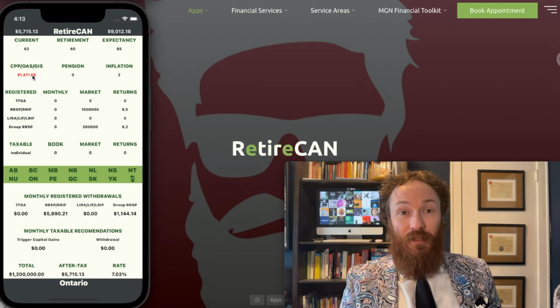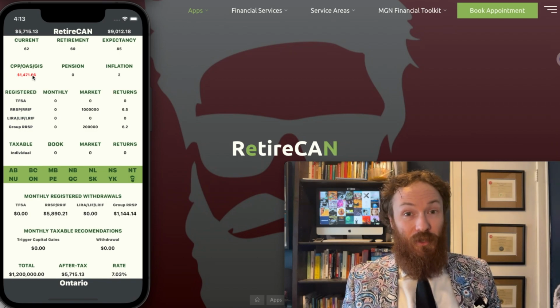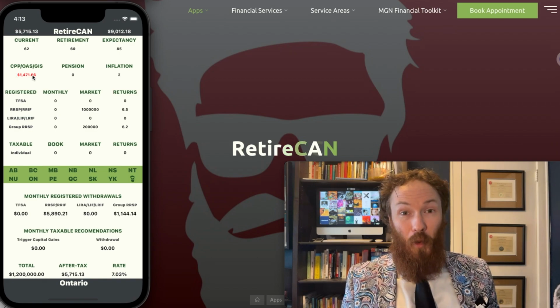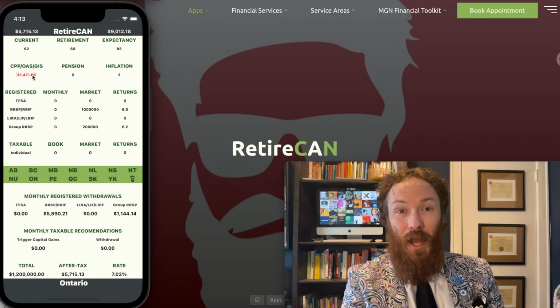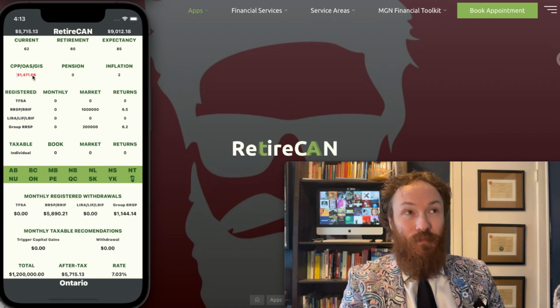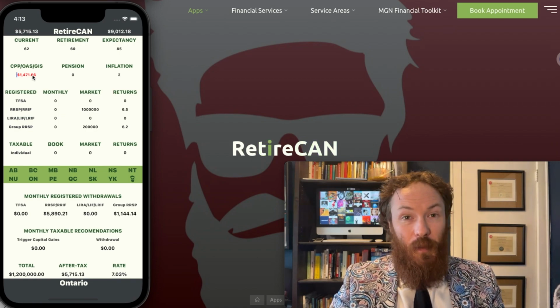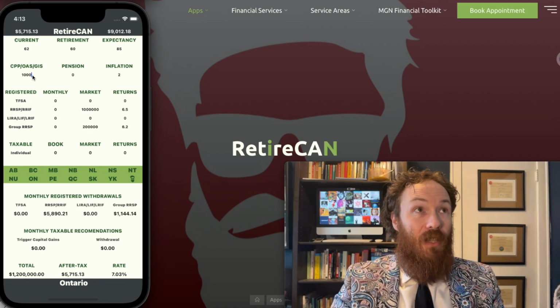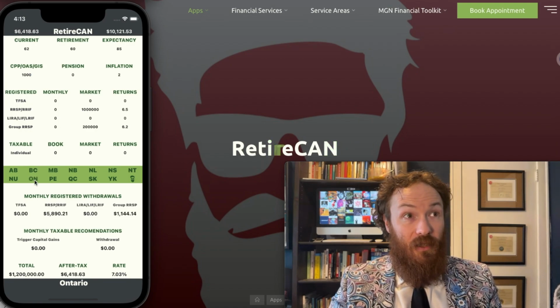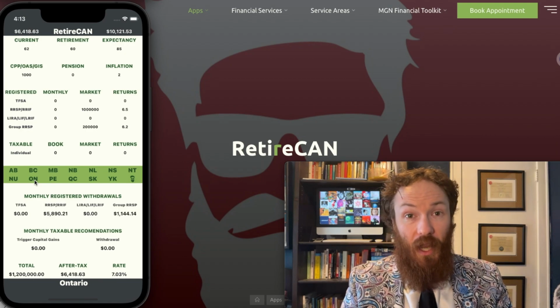It is the best way to not worry about outliving your money. Basically, the government's going to give you more money if you live. Your account doesn't give you more money if you live an extra year. The government will. But anyways, we're going to put in your CPP at, let's say this person's getting $1,000 right now and doesn't have a pension. Again, click the number. It's going to adjust your after-tax number.